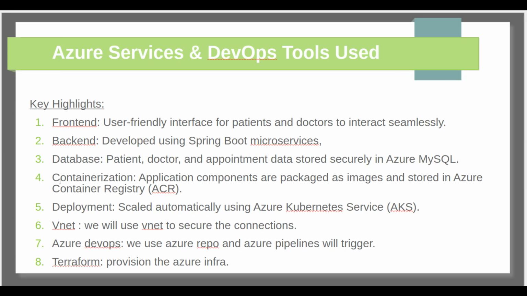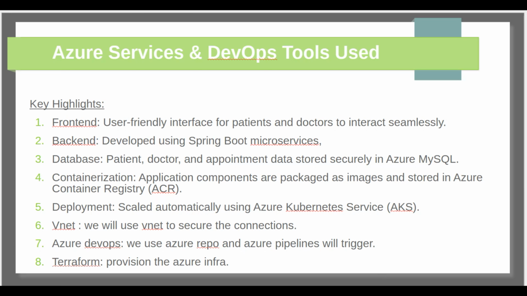For containerization, we will pack our applications as images and store them in Azure Container Registry. For deployment, we will scale automatically using Azure Kubernetes Services, and for this purpose we are using infra and a CI/CD pipeline. We will use a VNet to secure the connections between AKS and MySQL. We will use Azure DevOps, with Azure Repos and Azure Pipelines that will trigger the pipelines. We will use Terraform to provision the Azure infra.